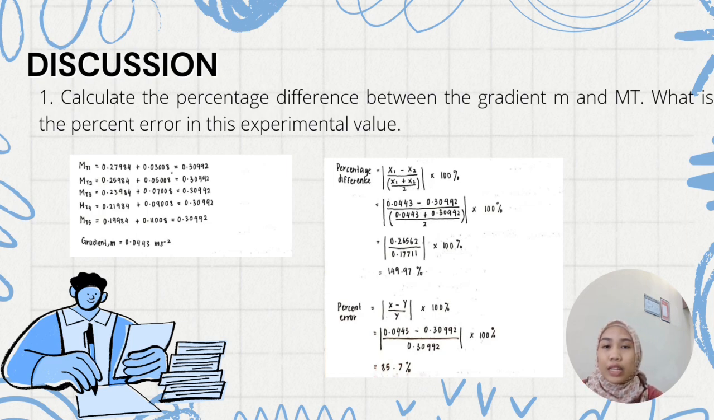Okay, to find the percentage difference, we use this formula, which is modulus of value 1 minus value 2 over, in brackets, value 1 plus value 2 over 2, times 100, and the final answer we got is 149.97%. To find the percent error, we use the formula modulus of value 1 minus value 2 over value 2 times 100, and we got 85.7%.